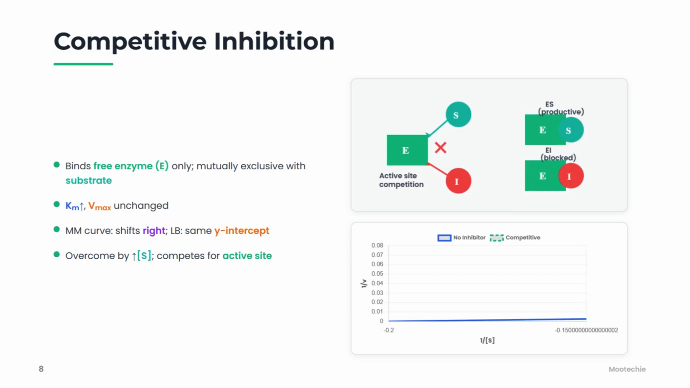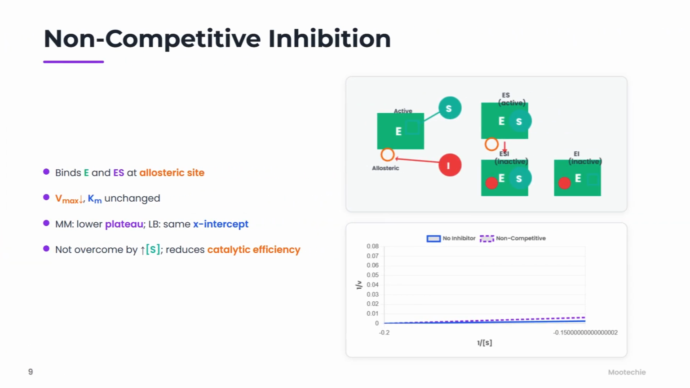Let us now look at noncompetitive inhibition. Here the inhibitor binds both E and the ES complex at an allosteric site, a site different from the active site. This causes Vmax to decrease while Km remains unchanged. On a Michaelis-Menten plot, the plateau is lower.